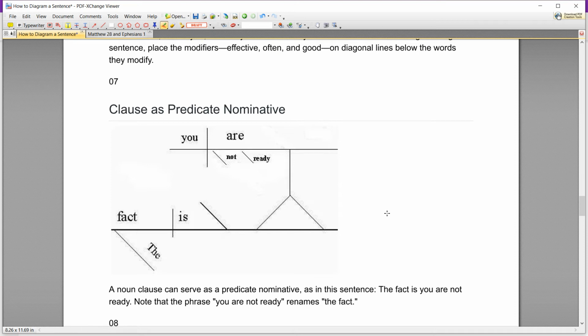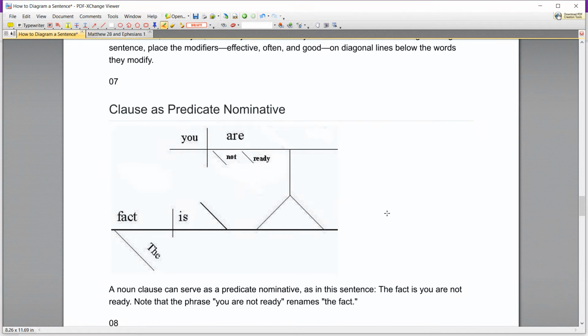Hi again. This is how to diagram a sentence, number 2 lecture. We'll continue. This time it's a clause as predicate nominative. It simply means the predicate is not just one word, it's more of a sentence, right? Nominative means noun clause. It's a clause, a sentence that's functioning like a noun.